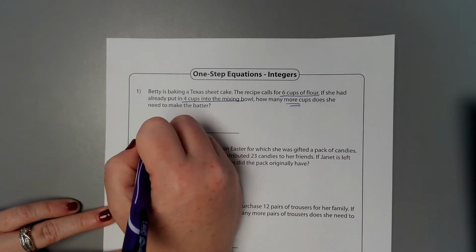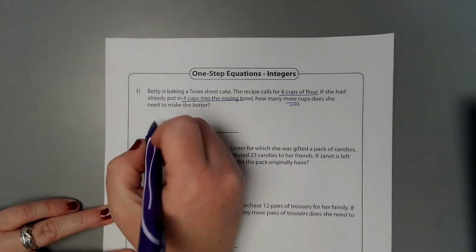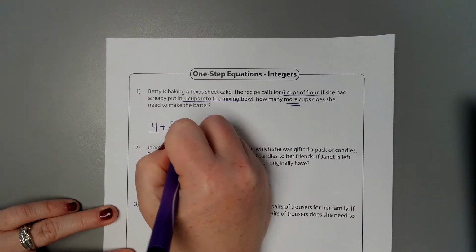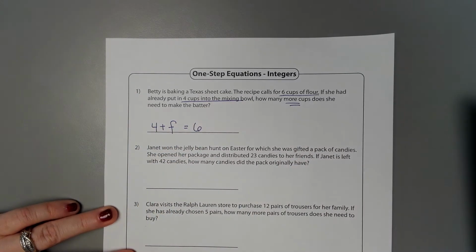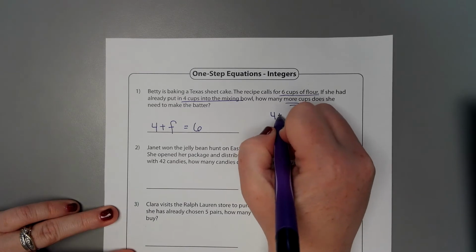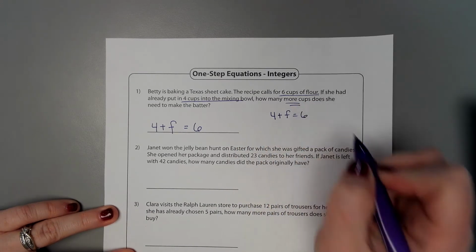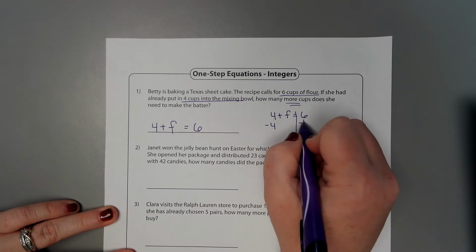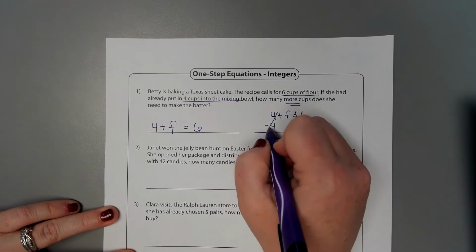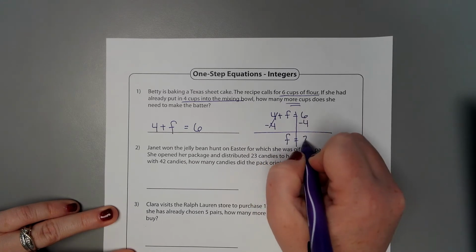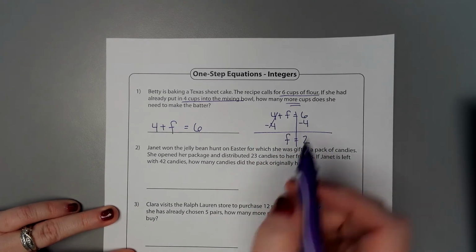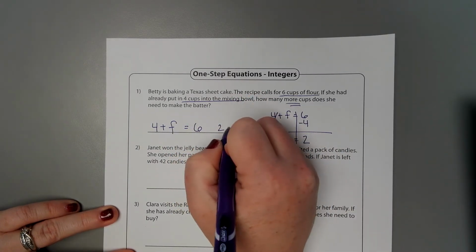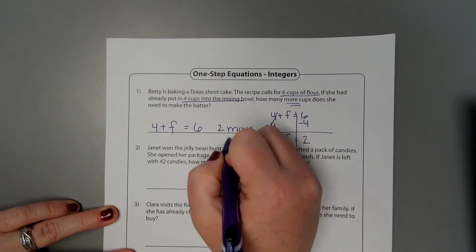So she did 4 cups already, plus some amount more of flour. I'm going to put an F for flour. And it needs to equal 6 cups total. So let's rewrite this over here so we can solve it. What's the opposite of a positive 4? Well, minus 4, leaving us with F equals 2. So how many more cups of flour does she need? She needs 2 more cups.